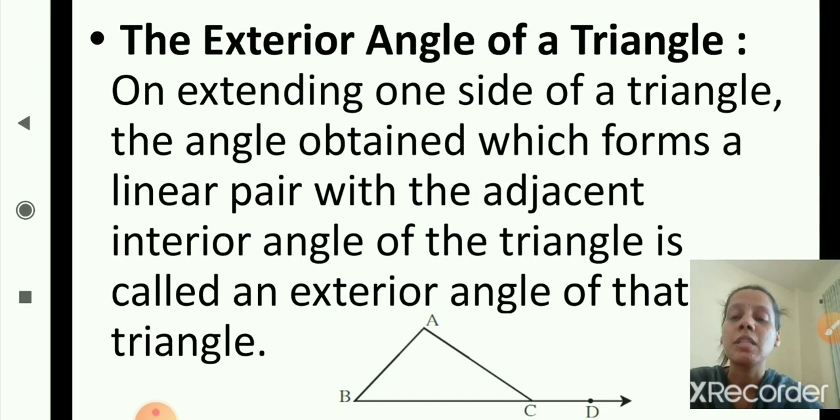So this is the exterior angle of triangle ABC. What is the name of the exterior angle of triangle ABC? That is angle ACD, correct, which forms a linear pair with which angle? Angle ACB, correct. Okay, so I hope you are clear with this. Now we'll move to the next concept.